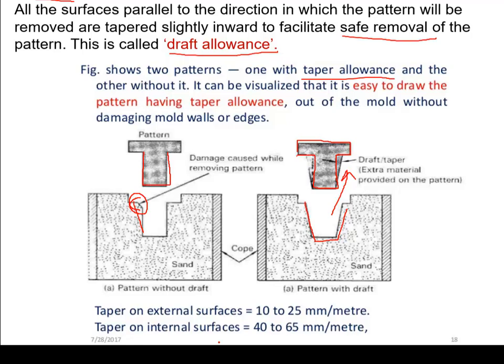So there is some example also. 10 to 25 per meter is required, meaning this length is measured. If 1 meter length of height is there, we will use 10 of draft. If this length is 1 meter, then this width must be 10 to 25 for the draft allowance. And it also depends upon the material used for the mold and the pattern.